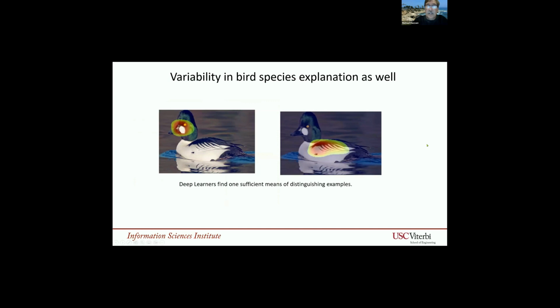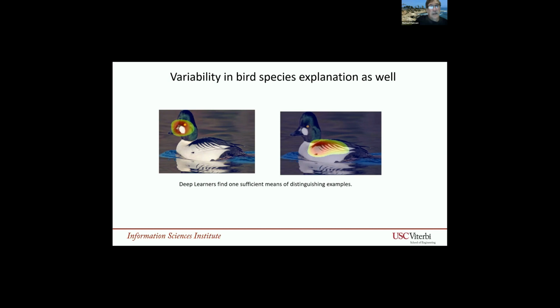Getting to another example, in bird species identification, looking at this particular image of the bird, one neural network concentrates on the face, while a different neural network, just run with different random weights, will concentrate on a different area, in this case, the wing. The reason for this is the neural network isn't trying to find every important region, it's just trying to find one sufficient means of distinguishing the examples.